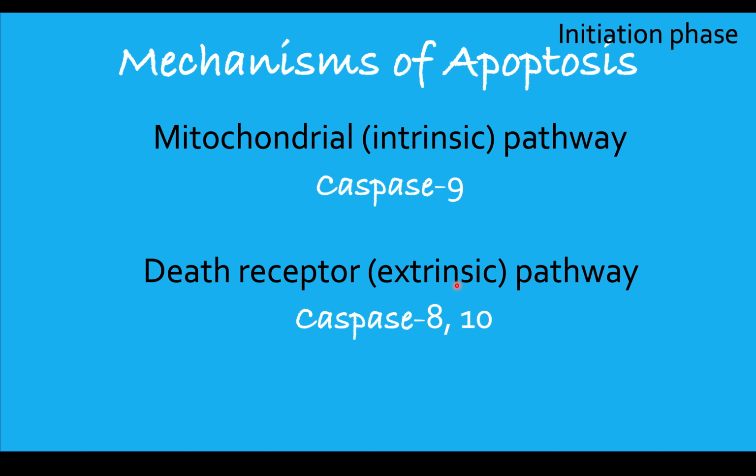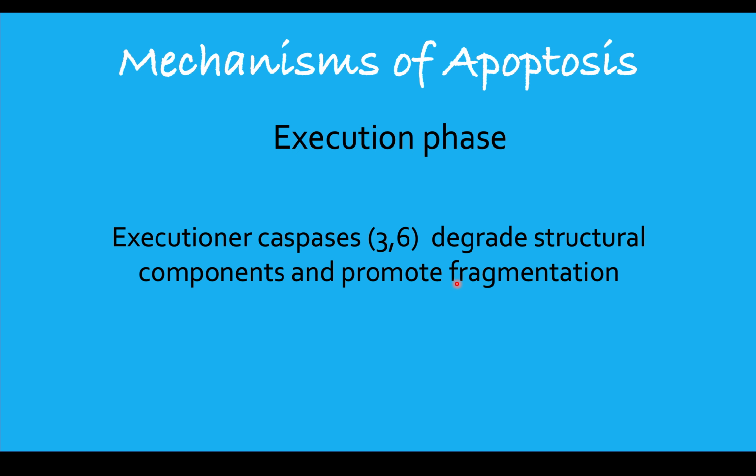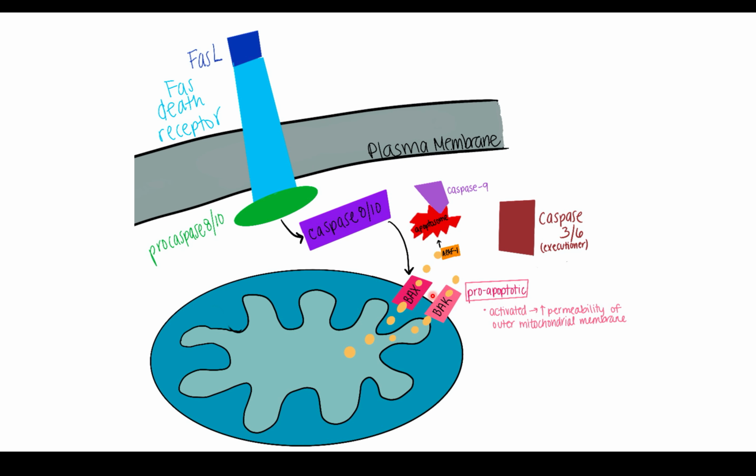So after that initiation phase, we're then going to move on to the execution phase. So this is mediated by the executioner caspases, which are 3 and 6. And so these caspases are going to degrade the structural components of the cell and promote that cell fragmentation. So basically what happens, no matter which pathway you're doing, whether you're coming from the extrinsic initiation and coming through here to activate caspase 8 and 10, the ultimate result of that is to release cytochrome C. If it's the intrinsic pathway where you have damage here, that's going to cause release of cytochrome C.